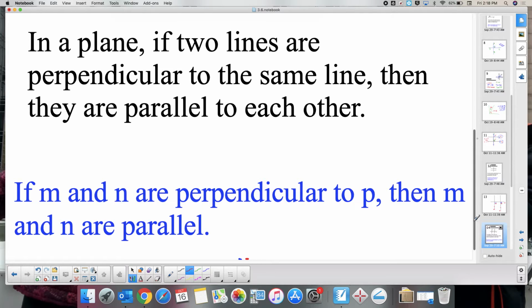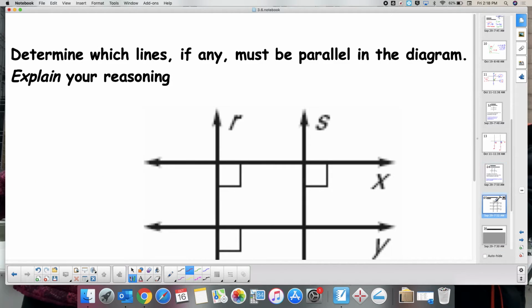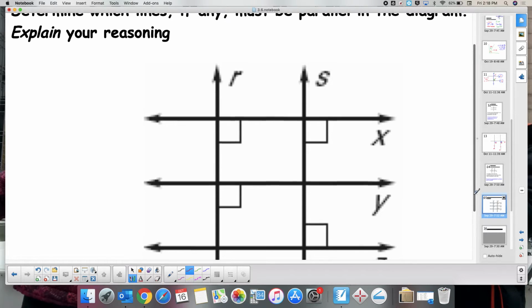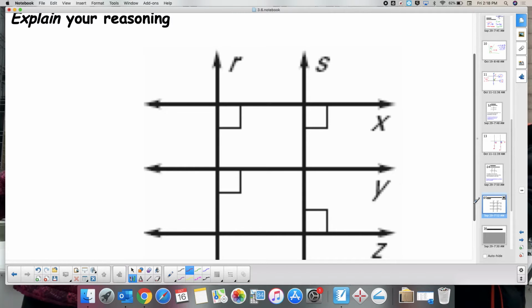Once again, if you need more time, please pause the video. Taking a look at example 2. It says determine which lines, if any, must be parallel in the diagram and explain your reasoning. Now, we are going to do this only based on the markings and what we learned today. We're not going to add in any other markings. So we can say that R is parallel to S, and as for our reason, they were both perpendicular to line X.